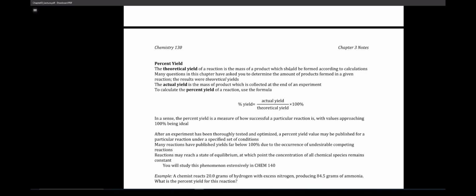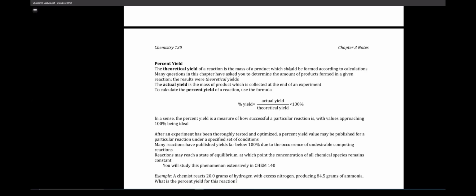It should feel like a horrible thing in your soul if you get more actual yield than theoretical yield. What is wrong if you get a higher actual than theoretical? It implies you have broken the law of conservation of mass. Exactly. You created matter where there wasn't any before.